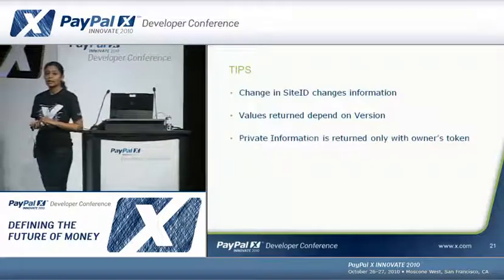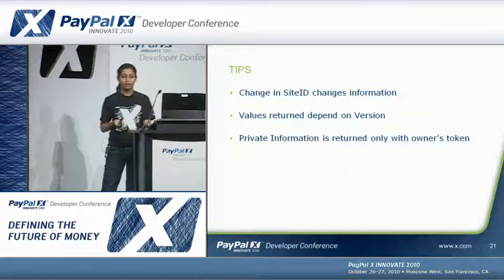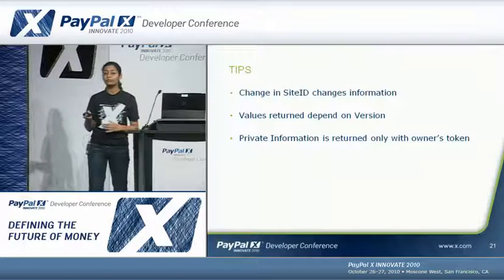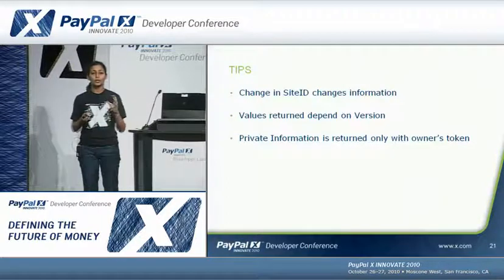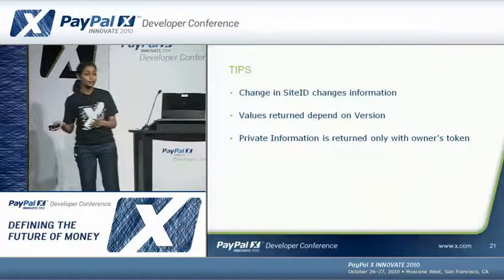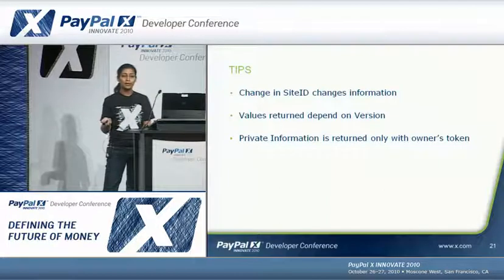So a few tips that I would like to give if you're going to start using the API. Change in site ID changes information. So if you're retrieving metadata, say shipping details for the US site, you want to make sure that you're making requests against the US site and not the UK site. So site ID is a very, very important parameter that you want to be careful about.